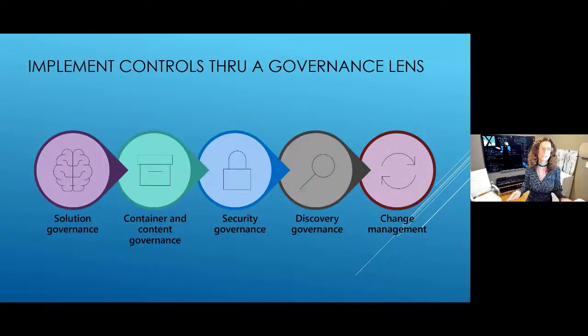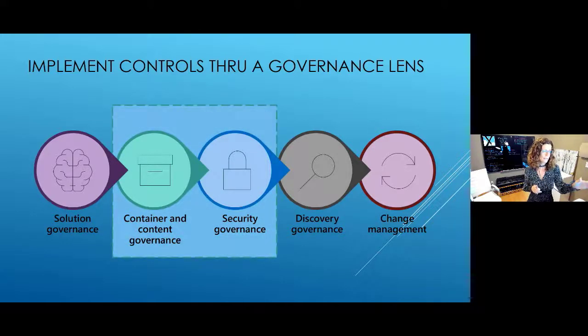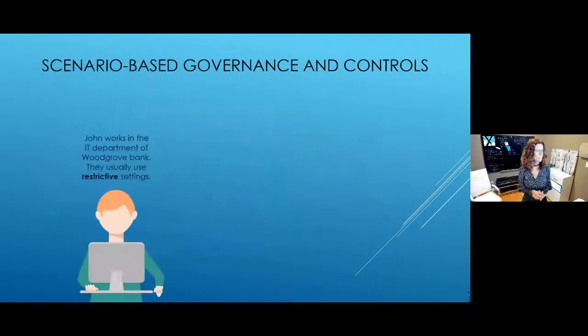So if we want to implement some controls, I like looking at this through a governance lens. Governance is an overused word, and there's all kinds of governance. So what I'm talking about here is specifically container and content governance and security governance. They largely fall into one of these two buckets. So another good way of demonstrating this is to talk about personas. And we've got 3 different organizational personas. They're just fictitious, and you're likely kind of within one of these 3.